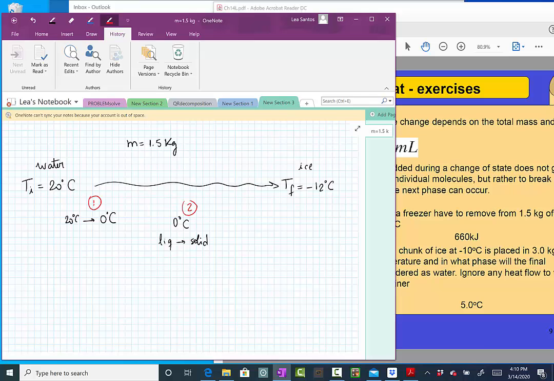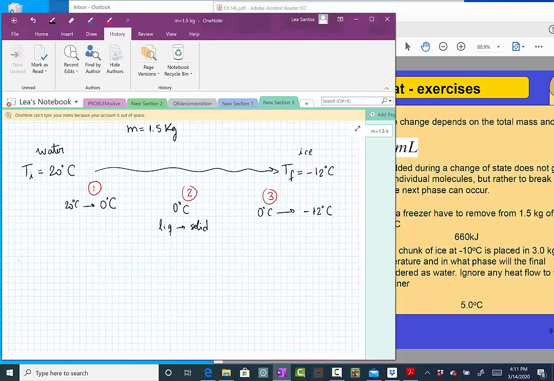Then there is a third step. Once all this water became ice, we are going to keep extracting energy to lower the temperature of this ice from 0 to its final temperature of minus 12 Celsius. So we have these three different steps. In all of them, we are extracting energy. Okay, so let's write this. What is the total amount of energy that is being extracted? What is this total Q being extracted?